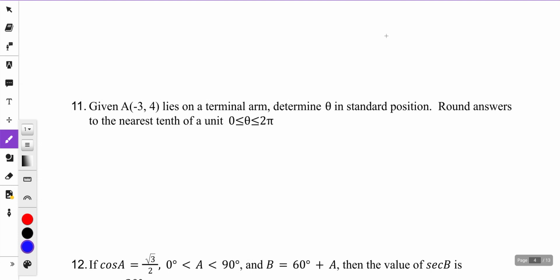Given, point A is at negative 3, 4, and it lies on a terminal arm. Determine theta in standard position, round to the nearest tenth of a unit. This is 0 less than or equal to theta less than or equal to 2 pi. That's important here. This tells you two things. It tells you that you're only talking about one rotation, and it's telling you that you have to be in radians. You do have to answer in radians because this question is being spoken of in radians.